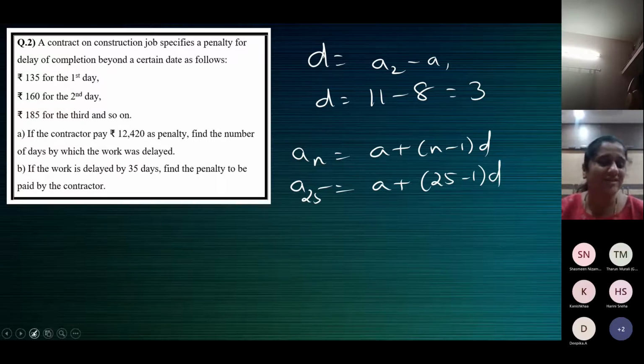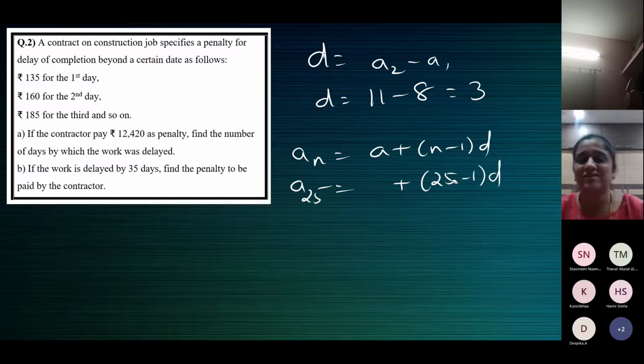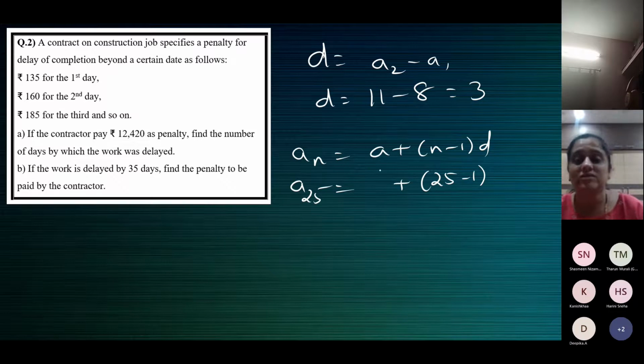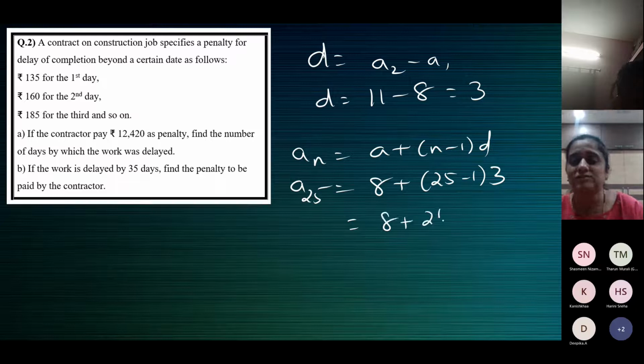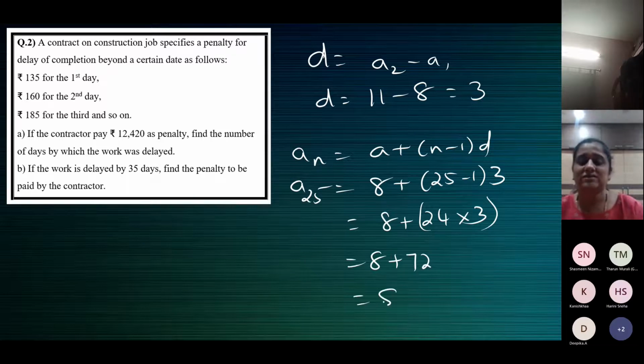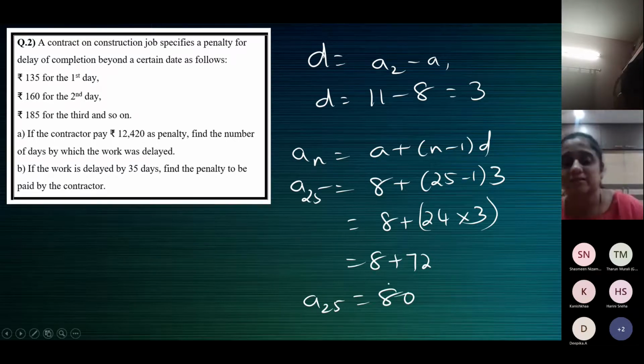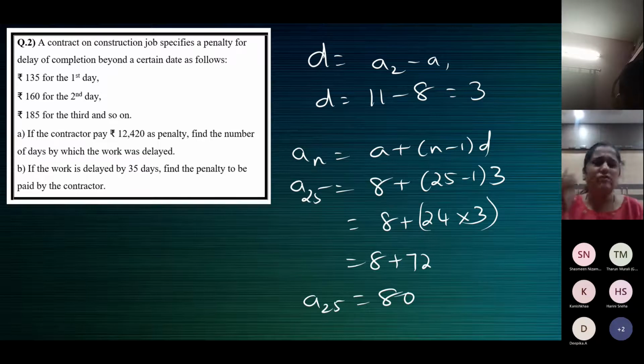Taking a long time. Substitute the values. What is A? 8, and D is 3. So that is 8 plus 24 into 3. 24 into 3 is 72. 8 plus 72 is 80. A25 is 80. Okay. We can be a little faster. So I've taken about 2 minutes. Hey, you can work still faster.